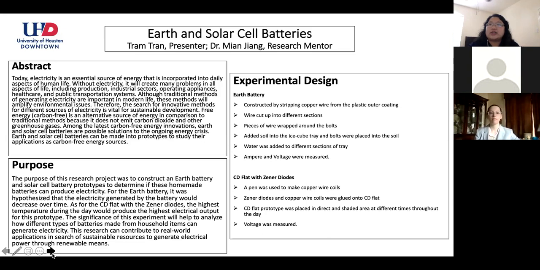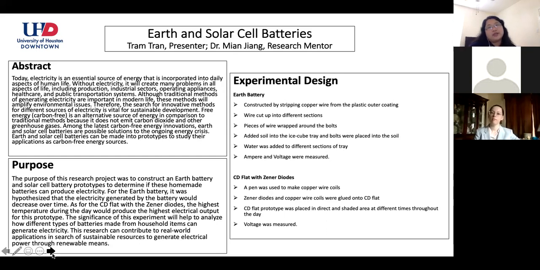For this next one, it will be over my research on Earth and solar cell batteries. As we all know, electricity is something we basically use for everything. We use it in operating appliances, healthcare, public transportation, etc. And since electricity is an essential aspect of our modern life, it can also further amplify environmental issues we are currently experiencing, such as climate change.